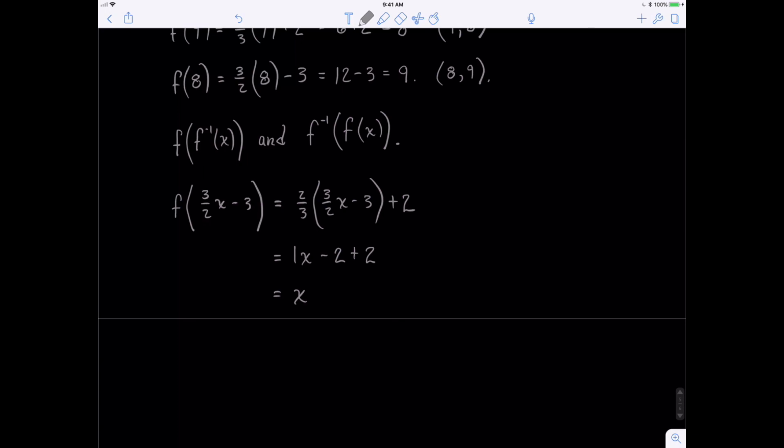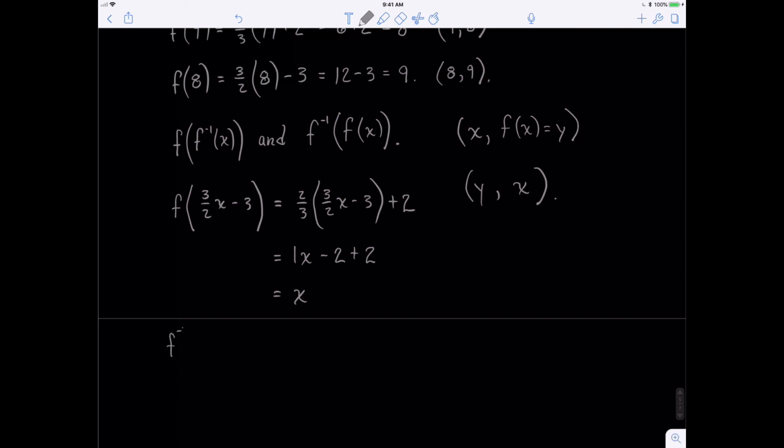Let me re-explain this. If I started out with an x, and then I ran it through f, I should get f of x, which we also call y. Now on the inverse problem, I'm going to start with the y, and then I'm going to put it into the f inverse, and what would we expect back out? Well, we would expect to get an x. So it also works the other way.